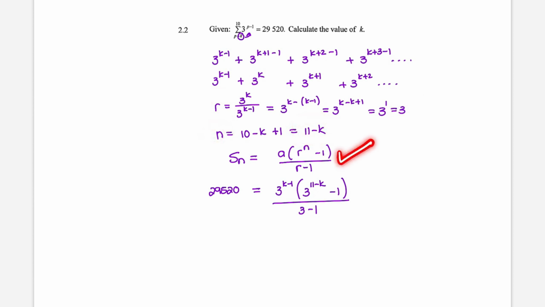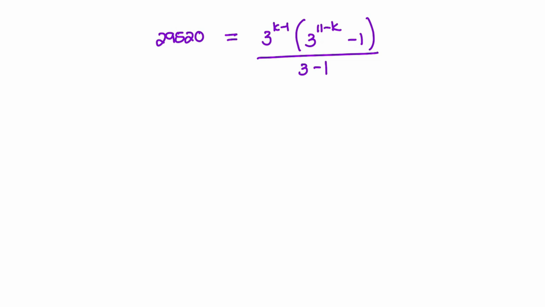And now we're going to substitute it into Sn. So let us continue from here. 3 minus 1 is equal to 2. And I can get rid of this 2 by multiplying it with 29,520. And that simplifies to 59,040, which is equal to 3 to the power of k minus 1 times 3 to the power of 11 minus k minus 1. Now, I'm going to get rid of this bracket because there's nothing else for me to do.